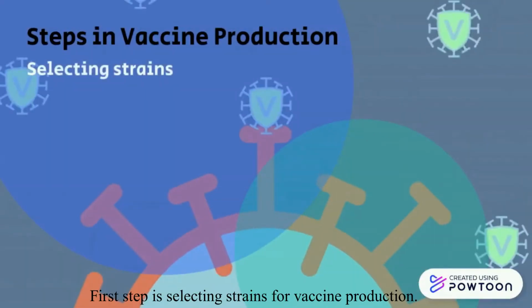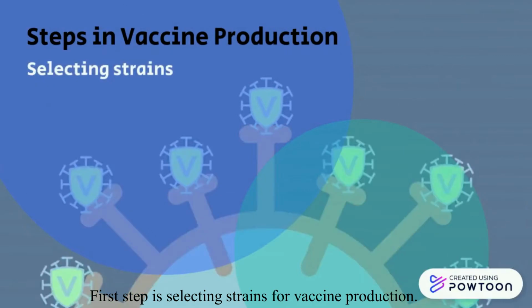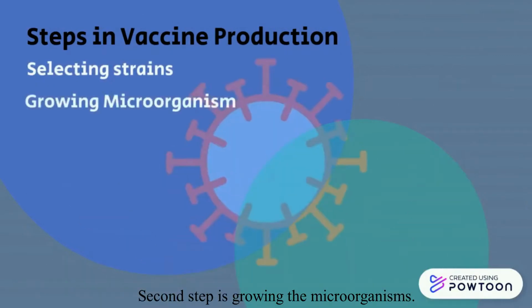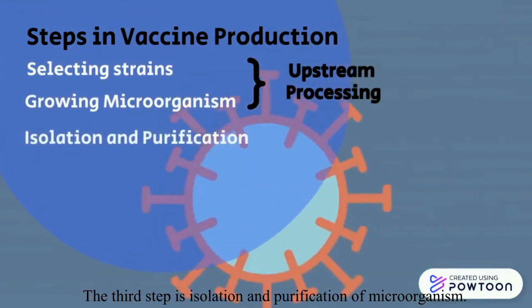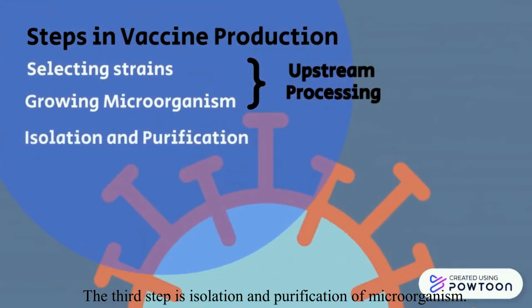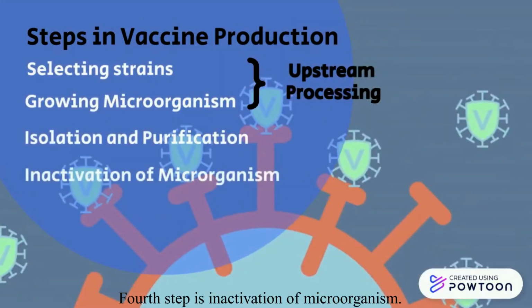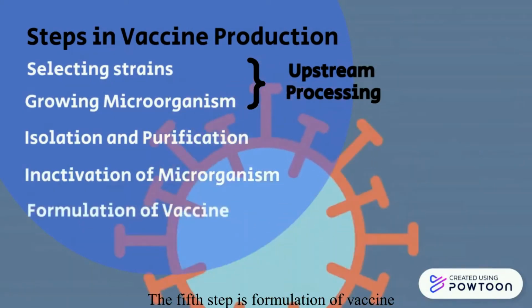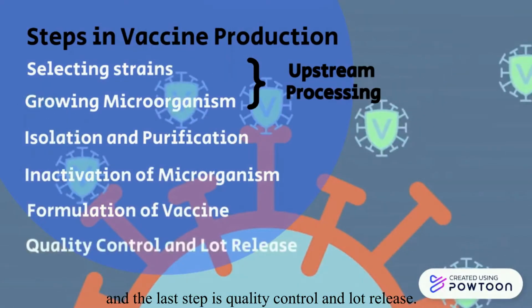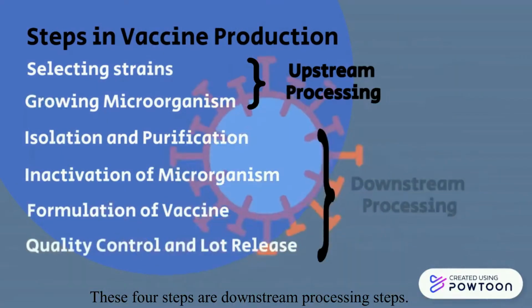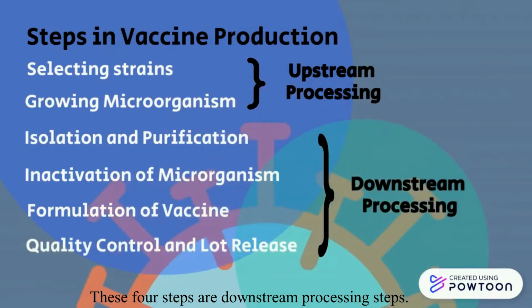First step is selecting the strain for vaccine production. Second step is growing the microorganism. Both steps are upstream processing. The third step is isolating and purification of microorganism. Fourth step is inactivation of microorganism. The fifth step is formulation of vaccine, and the last step is quality control and lot release. These 4 steps are downstream processing.